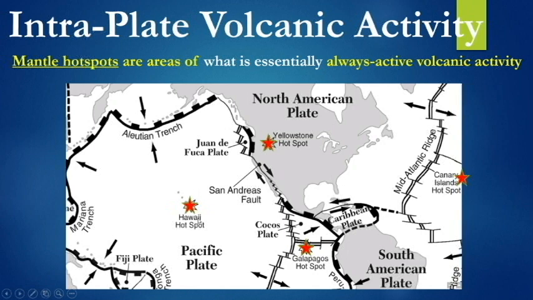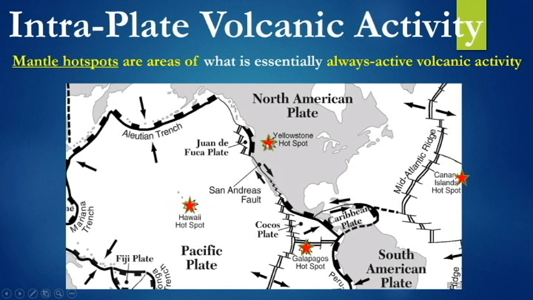If you look at the Hawaiian hotspot, it is nowhere near a plate boundary, yet there is essentially a volcano there that's always active. It's always spewing something. In some cases it's more violent or more destructive than other times. That's intraplate, meaning volcanic activity inside the plate. It's a mantle hotspot, and there are a whole bunch of them all over the reference table.